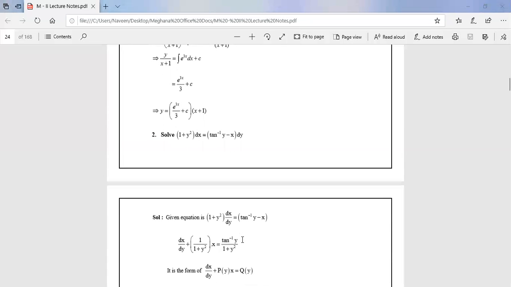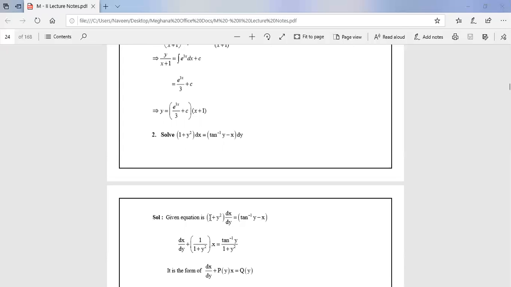Now bring dy to the LHS, it becomes (1 plus y square) into dx by dy is equal to tan inverse y minus x. Now whatever dx by dy you have, take it as it is to the LHS, and bring 1 plus y square to the RHS. It becomes (tan inverse y minus x) whole divided by (1 plus y square). So dx by dy is equal to (tan inverse y minus x) by (1 plus y square).